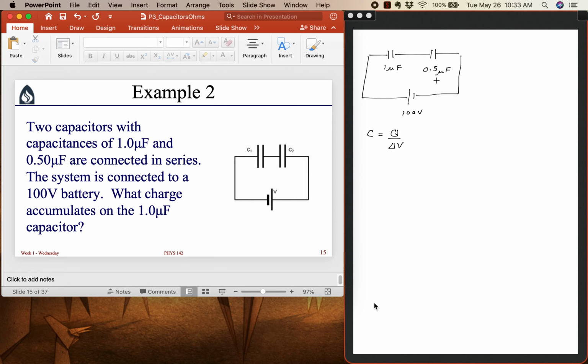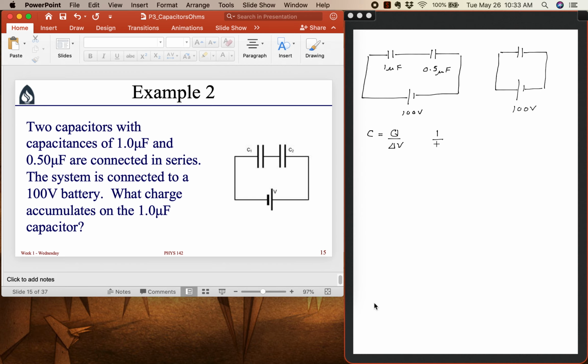So what I need to do is add these two capacitors together and find a simpler circuit where there is just one single capacitor that is equivalent to these two, and that's hooked up to the 100 volt battery. So I need to add these two capacitors together. So the two capacitors are in parallel, which means I need to add reciprocals.